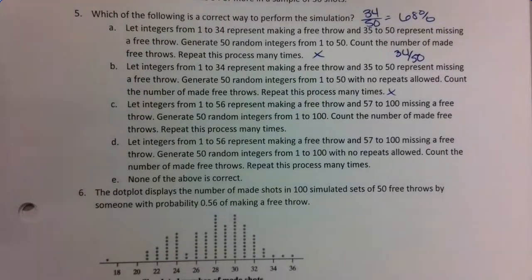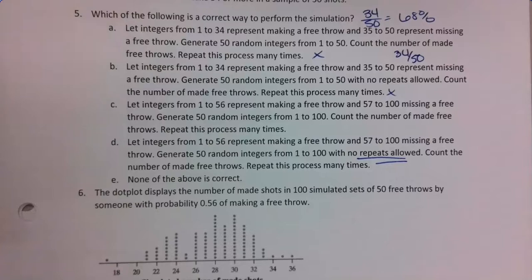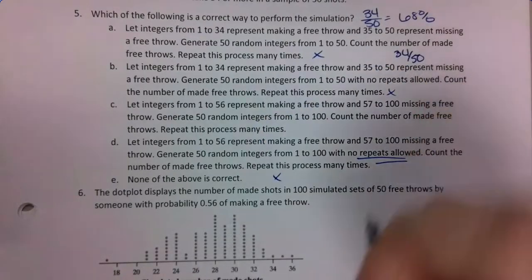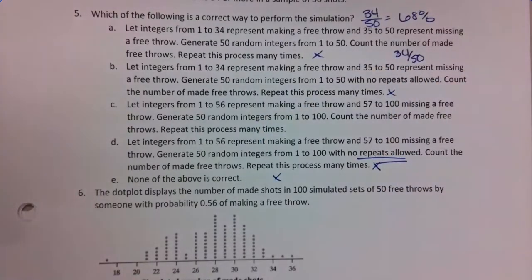D says let integers 1 through 56 represent making a free throw, and then 57 to 100 missing a free throw. Generate 50 random integers with no repeats allowed. I'm allowed to repeat. If I did this multiple times, I might happen to make the same number of shots multiple times. So this one's not right. And, oops, that should have been an X on D. And then C was correct. I just needed to make sure it was the best choice out of C and D.